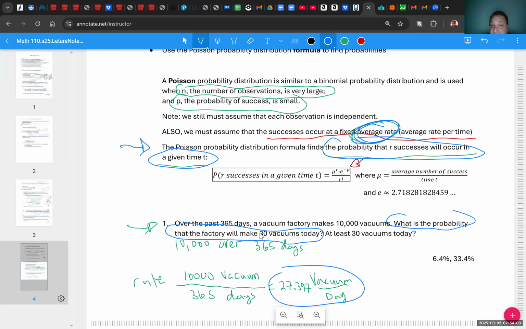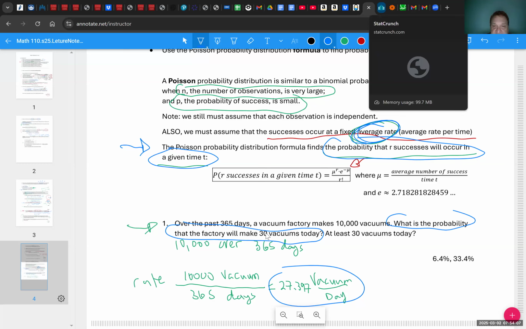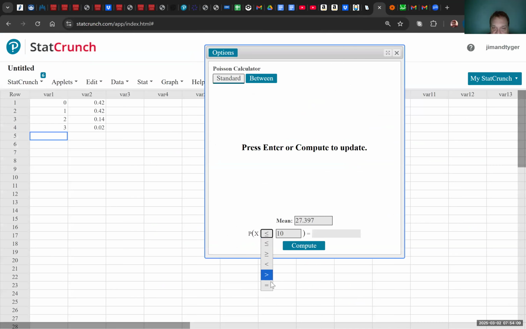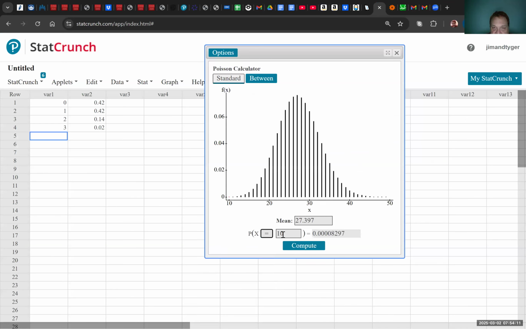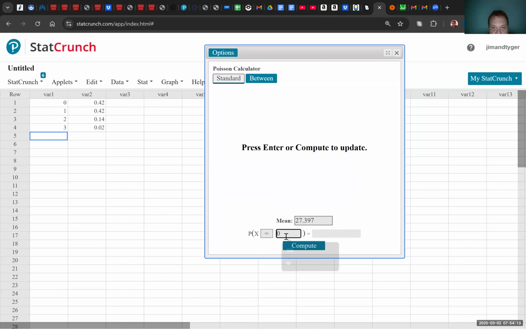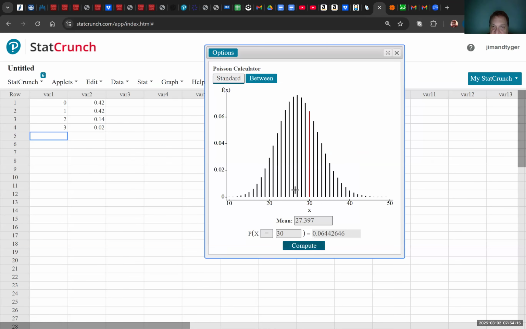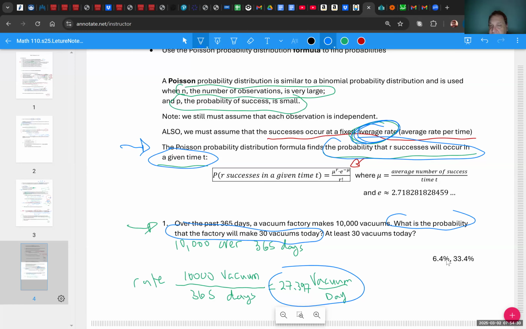I typed this up myself and I forgot it. 30 vacuums today. So exactly 30. So the probability that X is equal to 30. Compute. So there's the 30, and there's the probability that today, in one day, the factory will make 30 vacuums. It's about 6%, 6.4%, something like that. Let's see. Yeah, 6.4% right there.